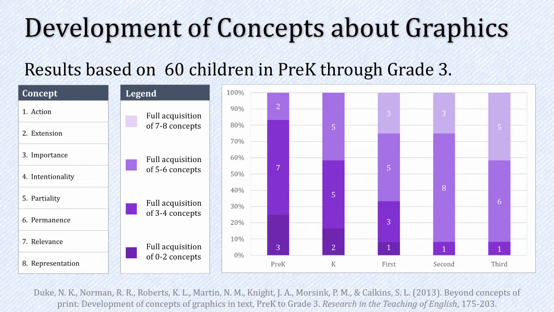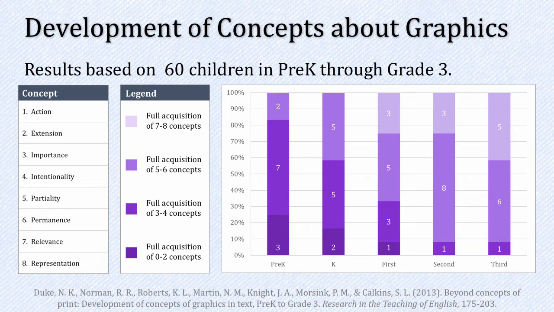Now let's skip ahead to the third grade. Even in third grade, only 5 of the 12 students tested had full acquisition of all 8 concepts about graphics. So what does this have to do with visual design?